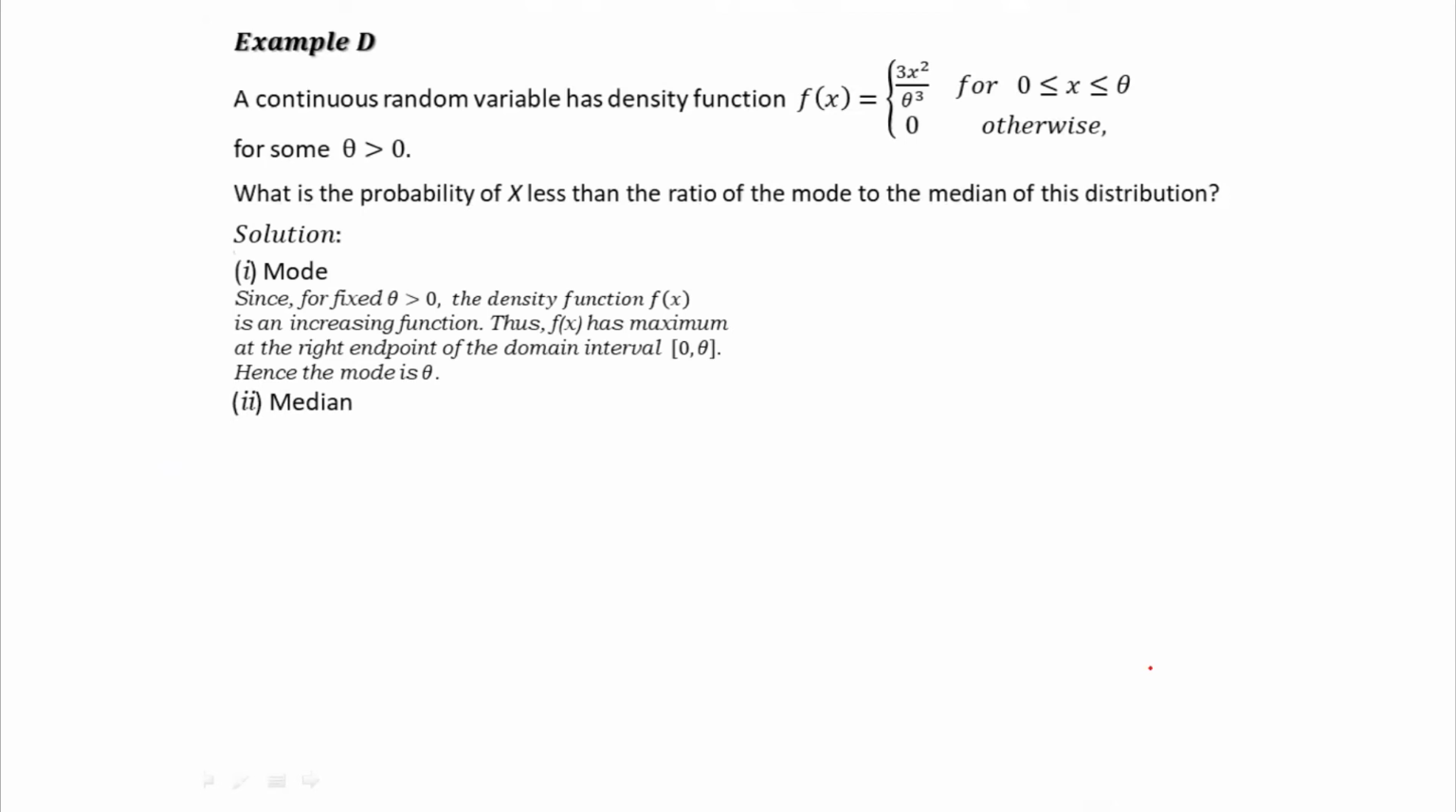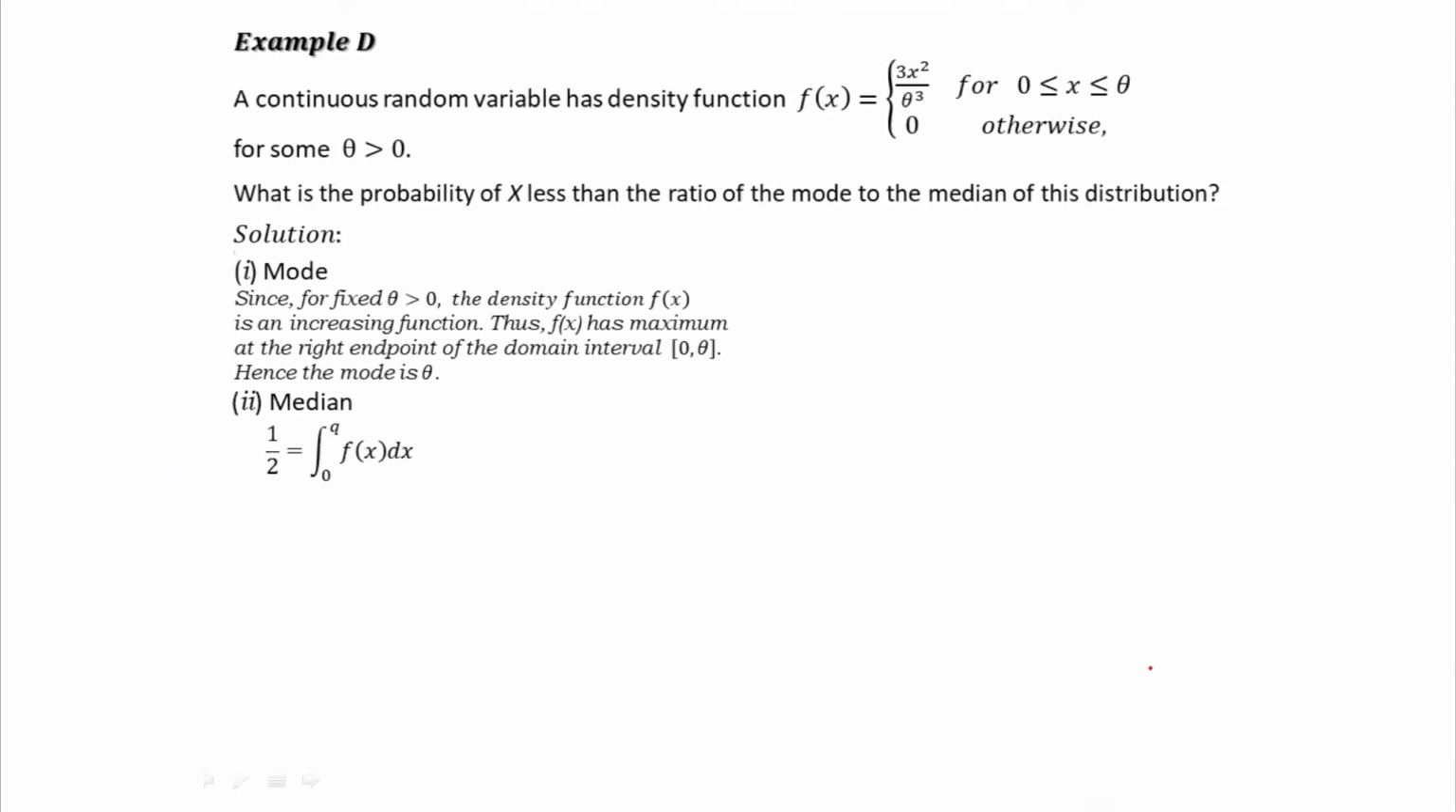And we know that the median is the 50th percentile. So therefore, 50 divided by 100 is 1/2. So using the definition of the percentile, this is equal to the integral of our probability density function f of x dx from 0 to q.